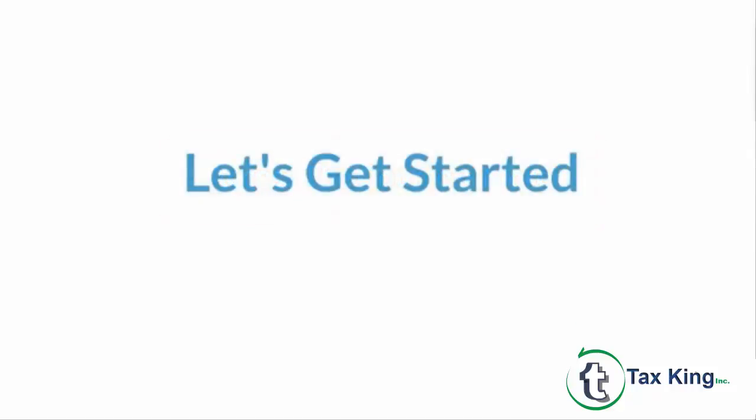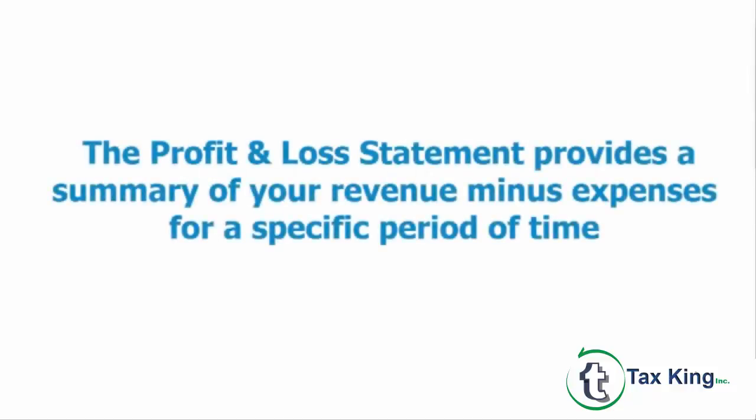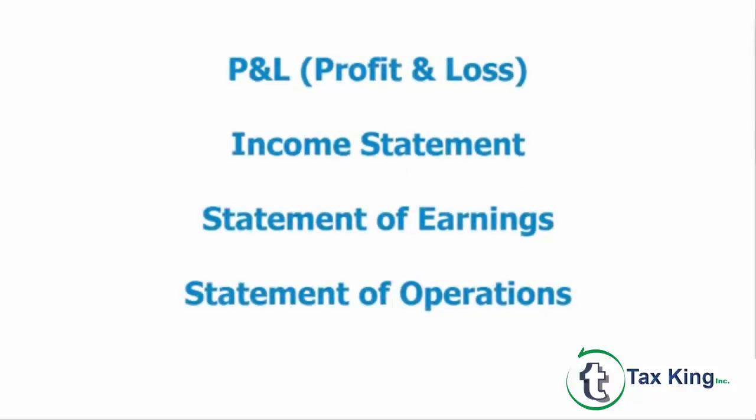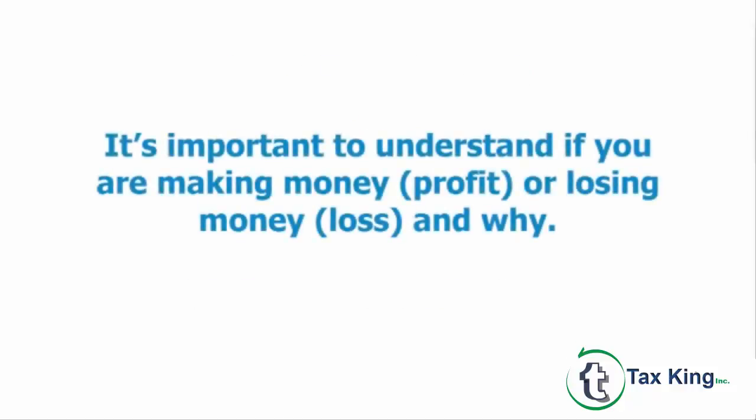Let's get started. The profit and loss statement provides a summary of your revenue minus expenses for a specific period of time, such as a month, a quarter, or a year. It tells you your bottom line net profit or loss. You may have heard this statement referred to by other names, such as P&L, income statement, statement of earnings, and statement of operations.